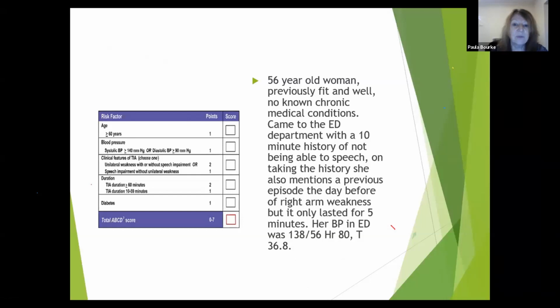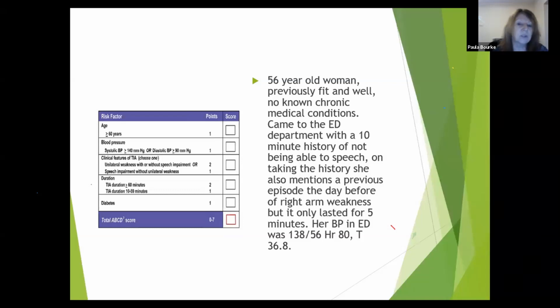And it lasted for 10 minutes. So if you were generous, you'd say 2. She's not diabetic, so you would say she was scoring a 2. But she had an episode the day before. She's still 56, so it was a 0. Her blood pressure is still low, so it's 0.